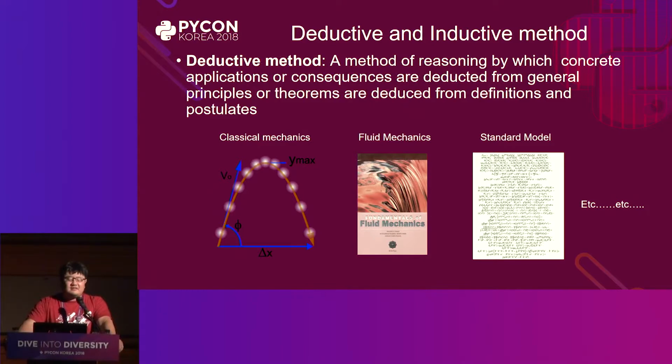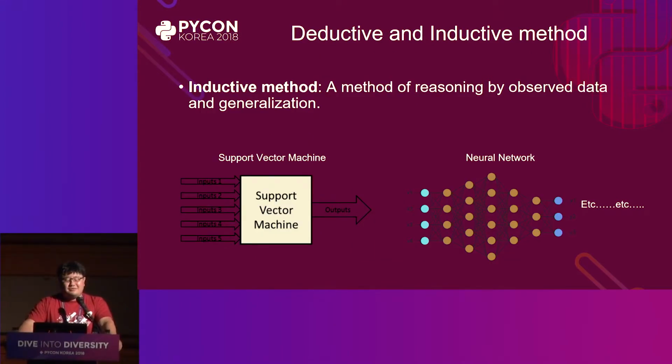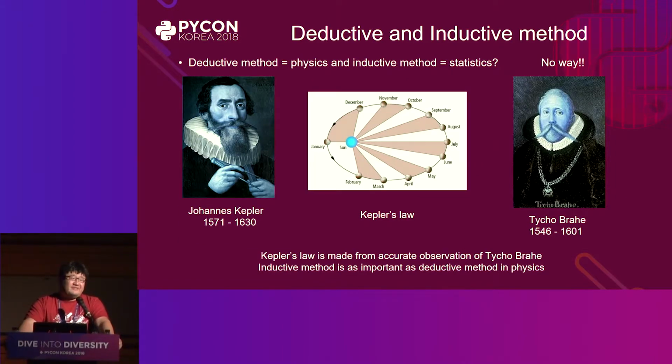The other way is the inductive method. The inductive method is reasoning by observed data. So you can see support vector machine, neural network, Gaussian process, linear regression, and multivariate regressions are all inductive methods. So, does that mean the deductive method is physics and the statistical method is inductive?